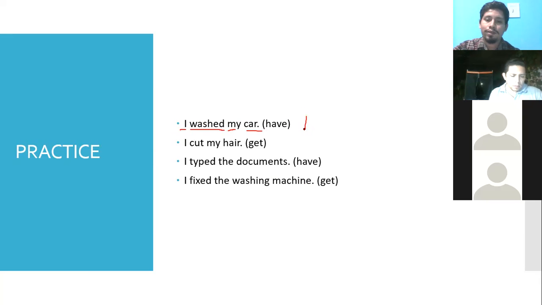In the first one, we're going to use the subject, but we have to add the causative verb. And the causative verb is have, like this one. I have, check it out. What do we have to include after have? After have, we have to include the object. What is the object? My car. I have my car.